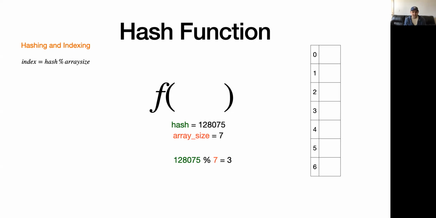All right, so let's generate that index. In this case, we're going to take the value returned from our hashing function and do some modular division on it. This is going to return an index of 3, and we'll add it to our array.